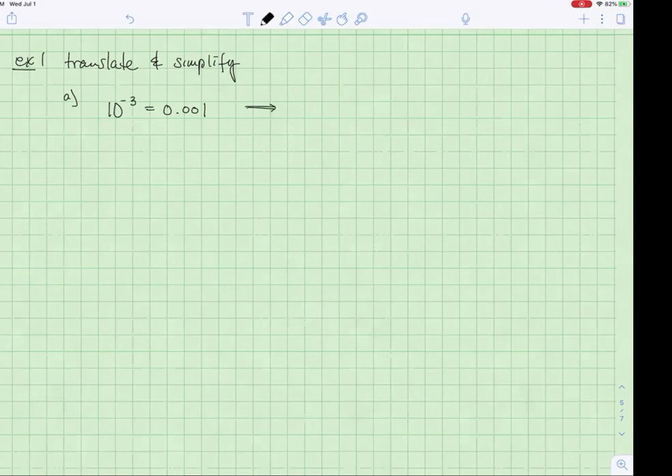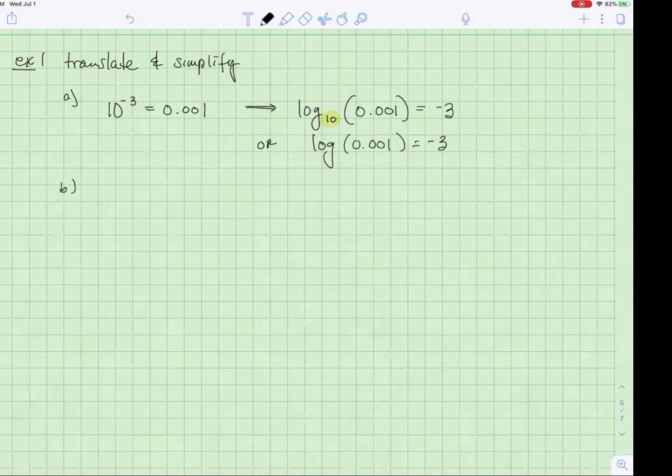this is the power that turns 10 into 0.001, which is -3, or the log of 0.001 is equal to -3, because it's understood that this is base 10, and we can simplify that a little bit using our special notation for base 10 logs.